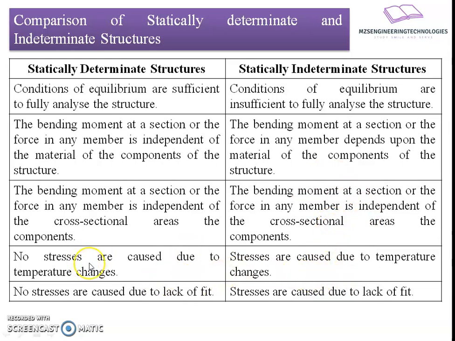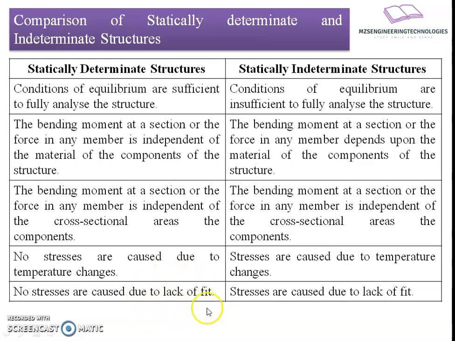In case of a determinate structure, in one of my lectures I said that it is free from the stresses developed by temperature changes or the stresses developed by lack of fit. What is the meaning of this? The structure is so flexible that it's going to have negligible effect from the temperature rise or extension of the member due to temperature rise. They are going to compensate, as are the stresses which have been developed due to lack of fit.